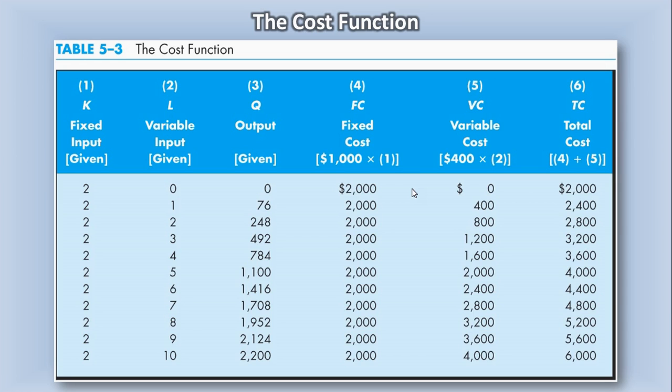And the total cost, of course, is the sum of our variable and fixed costs, right, at any given level of output. And that is the cost minimizing costs. So at 2 laborers, we've got a fixed cost of $2,000. We've got a variable cost of 2 times 400, which is 800. So we got a total cost of 2,800, and that relationship holds throughout the table, throughout the cost function, reflecting this short-run production process.